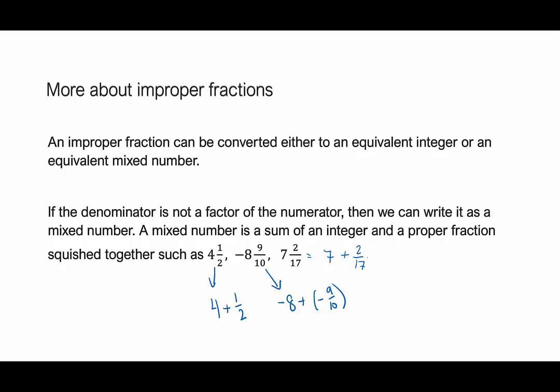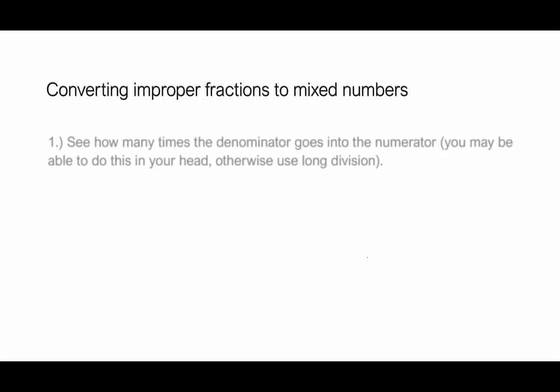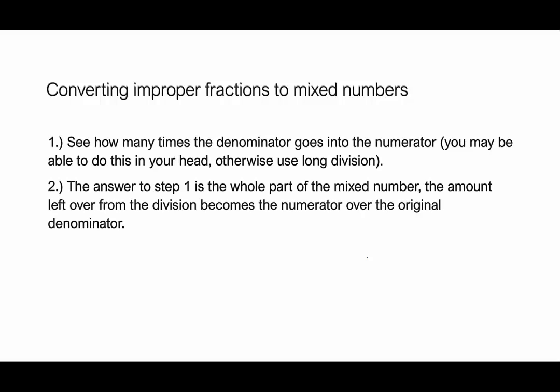Now the question is, how do we go from improper fraction to mixed number, or mixed number to improper fraction? We're going to look at the steps for going from an improper fraction to a mixed number first. See how many times the denominator goes into the numerator. You might be able to do this in your head. Otherwise, you can just set up long division. The answer to step 1 is the whole part of the mixed number. The amount left over from the division becomes the numerator over the original denominator. Then we just want to see if the fraction can be simplified.